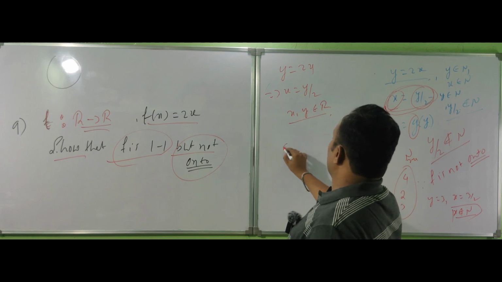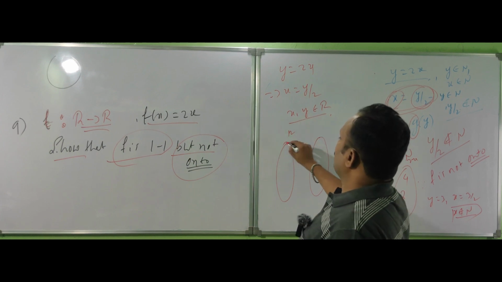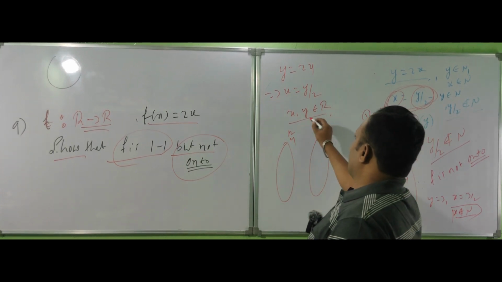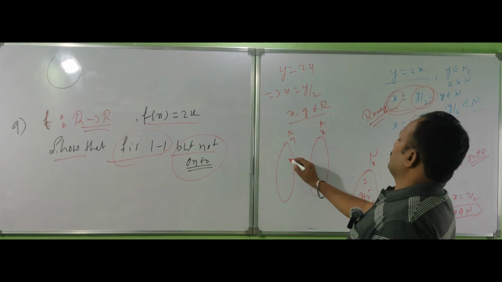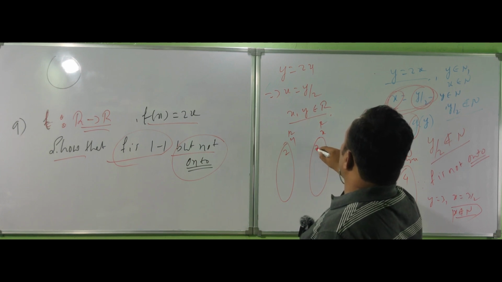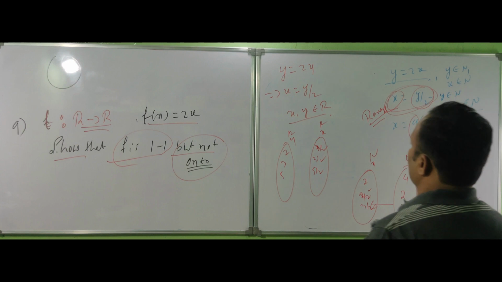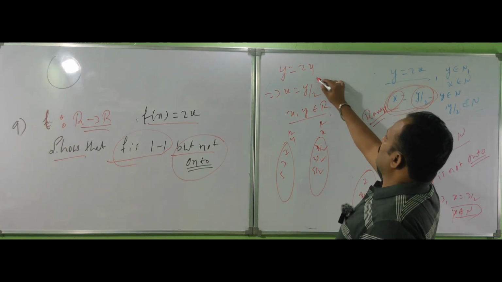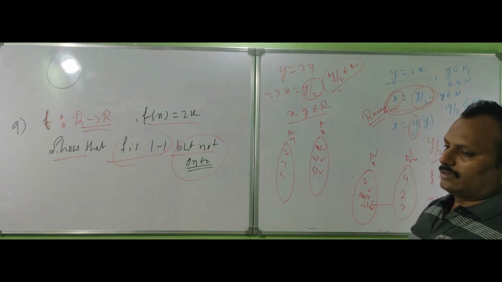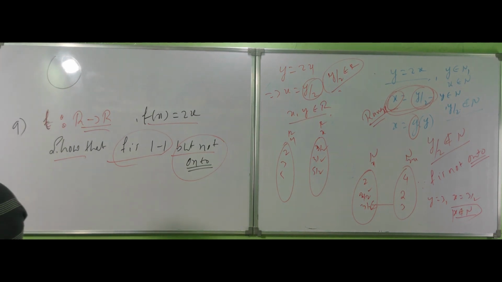Take the value of y in R. You can see in reverse this becomes y, this becomes x. In the normal function it is x and y. For any elements of y, for 2 we have 2 by 2, for 3 we have 3 by 2, for 5 we have 5 by 2. Both belong to R. This is very important: y by 2 belongs to R. Then that is a function from R to R.